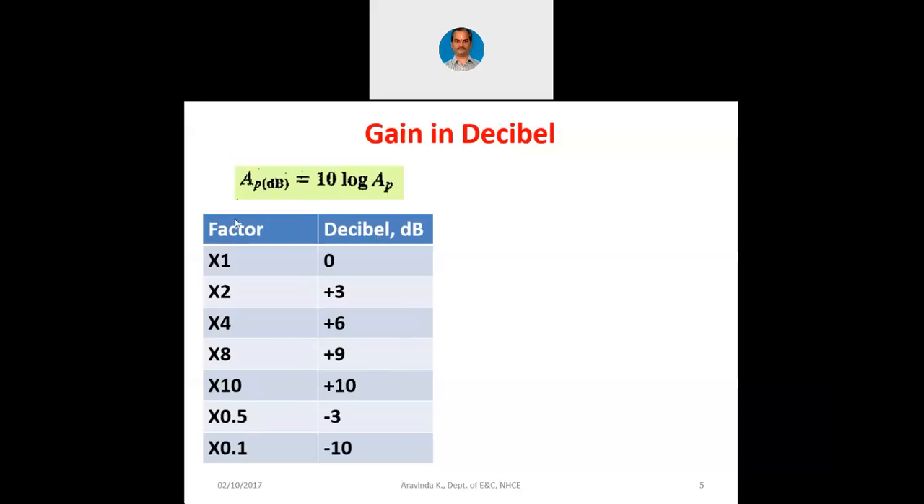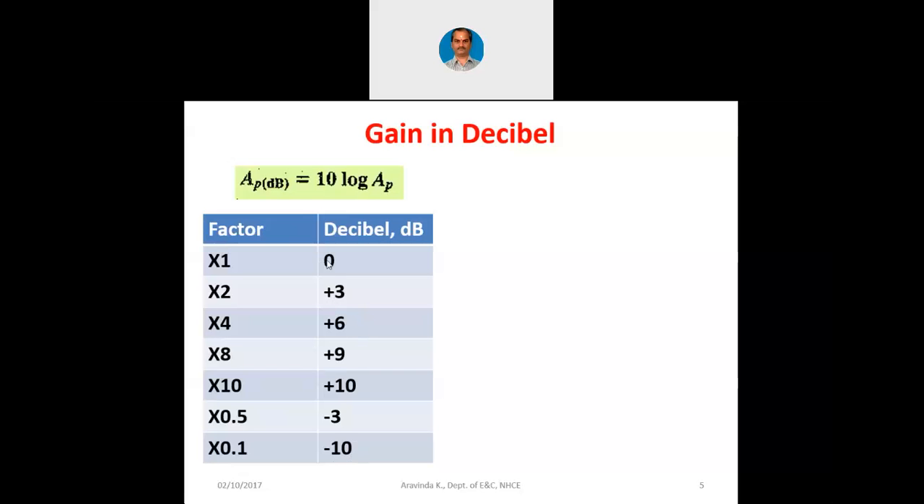Now, into 0.5 corresponds to minus 3 dB, as I already told you. The same 2, if it is 1 over 2, it is 0.5. Log of 1 over 2 is log of 2 power minus 1, where you will get a negative sign there. Now, into 0.1 is going to be minus 10 dB. Why? This 10 is going to become 1 over 10 here. So, 1 over 10 is 0.1. That is going to correspond to minus 10 dB.